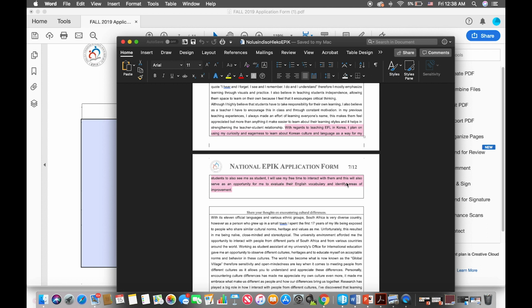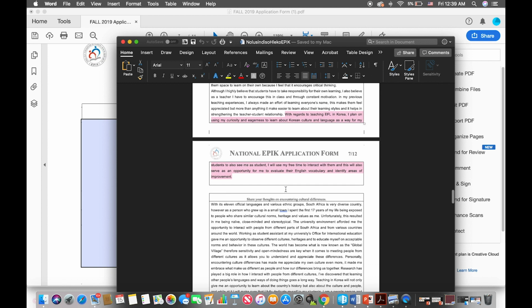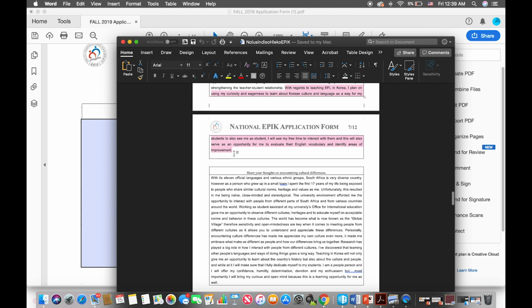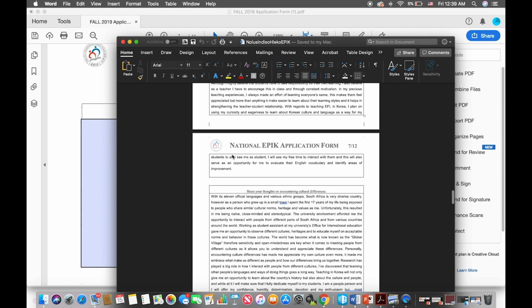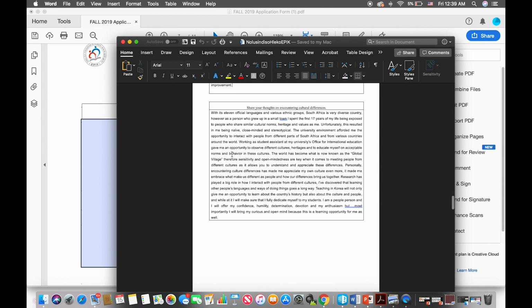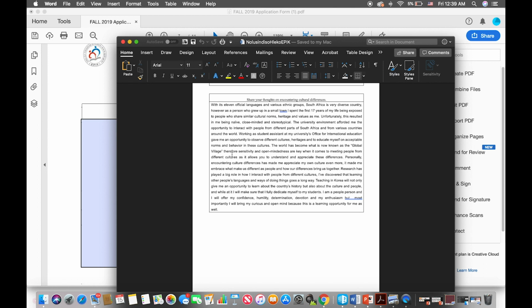I will use my free time to interact with them, and this will also serve as an opportunity for me to evaluate their English vocabulary and identify areas of improvement. While I don't actually correct my students' English when I'm talking to them in my free time, I do like spending time with them.